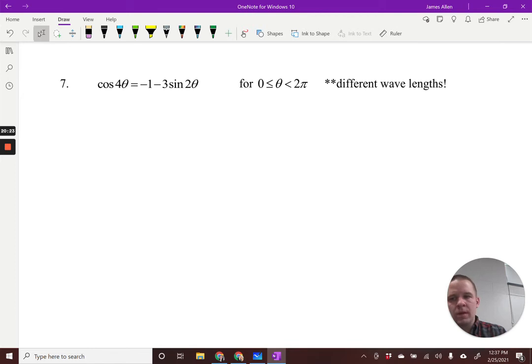Lovely. Let's keep moving. Oh my goodness gracious. We've got cosine of 4 theta equals -1 minus 3 sine of 2 theta. We got 4 thetas, we got 2 thetas, we got 2 different trig functions. What the heck are we going to do? All right.